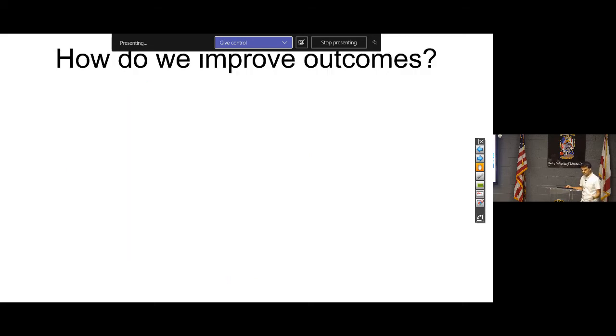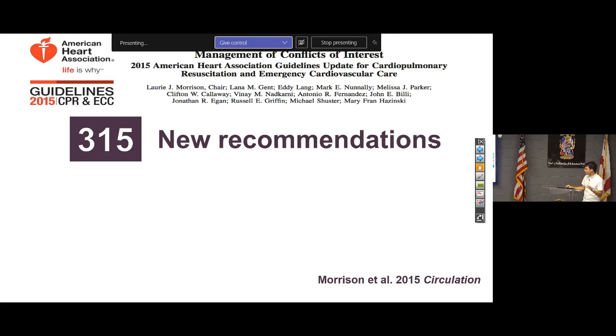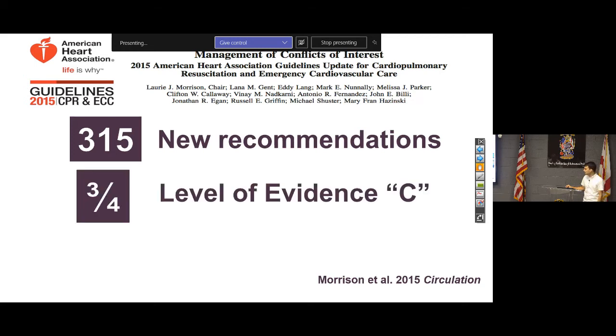So how do we improve outcomes? There are a lot of ways that this can happen, but this fits what I'm interested in, because I'm ultimately, hopefully going to be staying around here to do a lot of research. We need to improve research. And when you look at the research landscape, there's a lot that needs to be done. If we look at the 2015 ACLS guidelines, there were 315 new recommendations compared to 2010. Of those, nearly three quarters were level of evidence C. That's expert opinion. So that's a bunch of people that study cardiac arrest sitting around a room saying that I think this is the direction we should go.